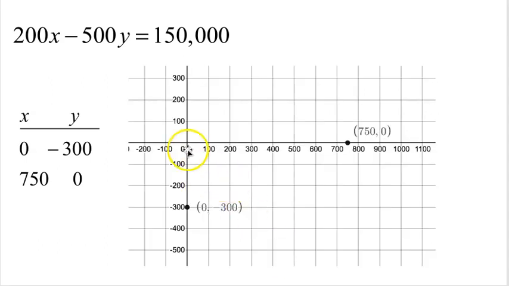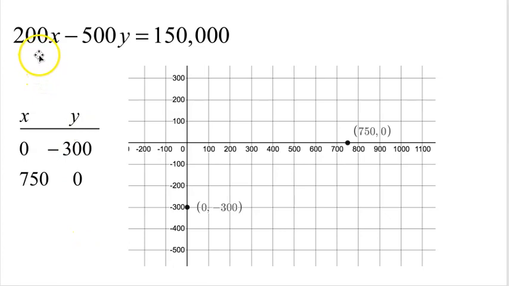X is 0, y is 300. Notice my scale, I'm going 100 each time, down 100, down 200, down 300. So x is 0, y is negative 300 down here. X is 750, y is 0, 100, 200, 300, 400, 500, 600, 750. X is 750 there. So the line will connect those 2 points.